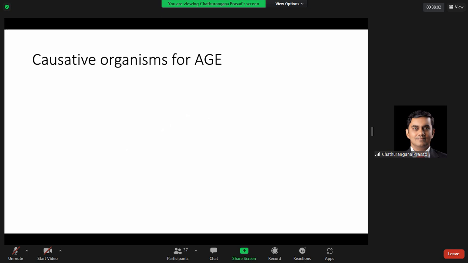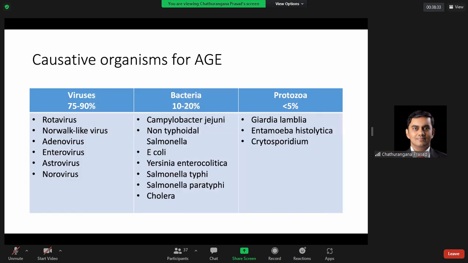We'll have a look at the causative organisms. So most of the diarrheas, I would say more than 75% of the cases, are due to viruses. Few are due to bacteria. Even fewer are due to parasites. Now, one common misconception within the community is that diarrheas are caused by worms. But as you will find, or maybe I have discussed in one of the CLDs also, we don't see much worms these days, so it's not a major cause for diarrhea. Remember that.